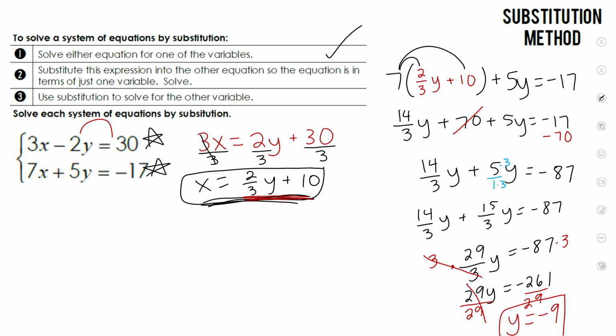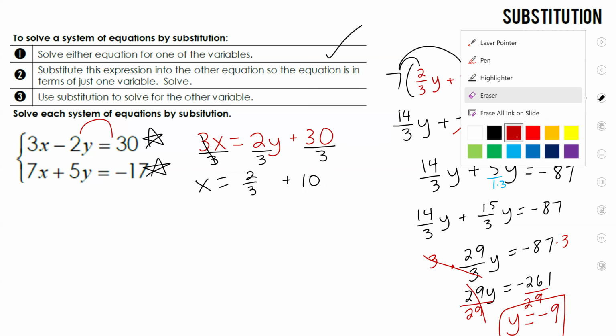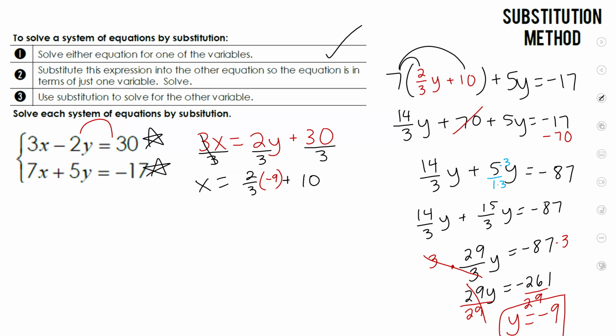Okay, so we found the y value. Do you guys remember what we do next? Yep, we're going to plug it in here to figure out what x is. So I'm going to erase this little y here, and I'm going to plug in a negative 9. So let's go ahead and solve that. 2 times negative 9 is negative 18, and it's over 3. What's negative 18 divided by 3? Negative 6 plus 10 is 4, so x is 4.